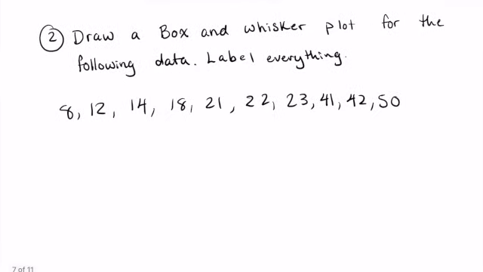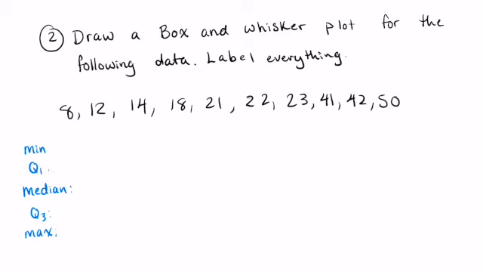So here, they want us to draw a box and whisker plot for the following data, and they want me to label everything. So first thing I do, make sure all my numbers are ordered from least to greatest. They are. So what I'm going to do is find my minimum. I'm going to find Q1. I'm going to find my median. I'm going to find Q3. I'm going to find my max.